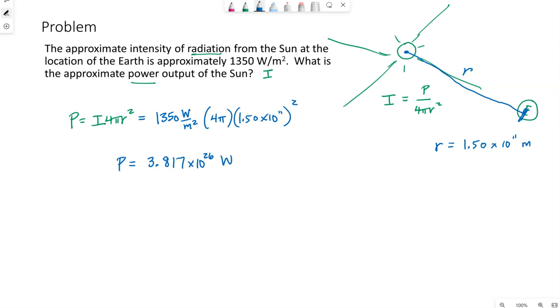Now, in terms of significant figures, we are going to assume this 1350 to be exact, but R only has the 3. So we'll write our answer as 3.2 times 10 to the 26th watts. That's a lot of energy per second, for sure.